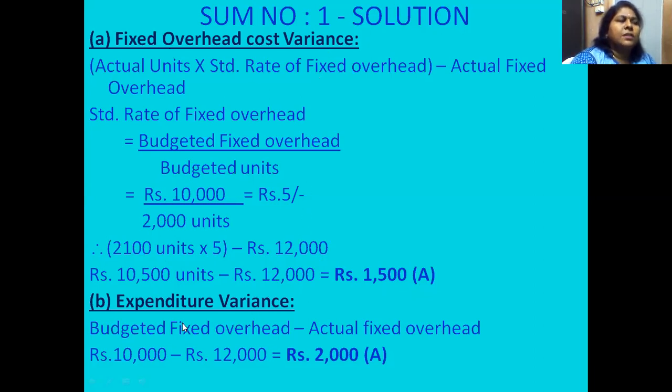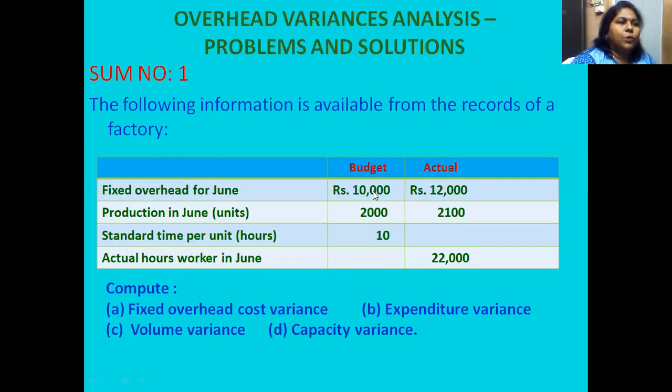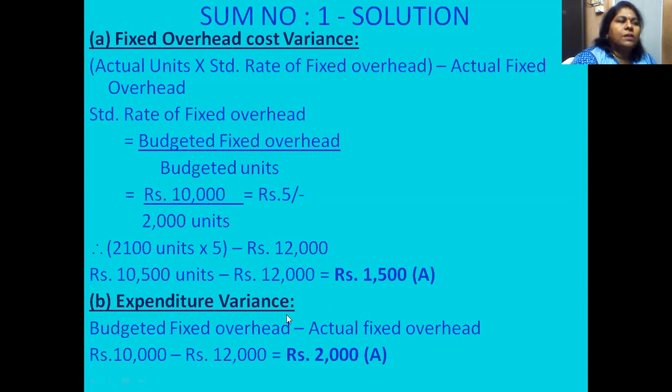The next question is expenditure variance. How to calculate expenditure variance? Just simply compare the fixed overheads, that is, standard fixed overhead minus actual fixed overhead. The standard fixed overhead which is given in the problem is 10,000, but the actual fixed overhead is 12,000. So just compare the budgeted fixed overheads with the actual, then you will come to know the expenditure variance. So this is the second question in this problem.